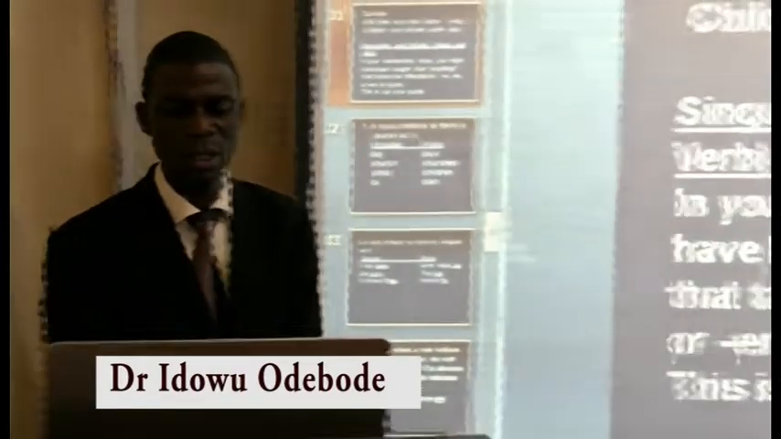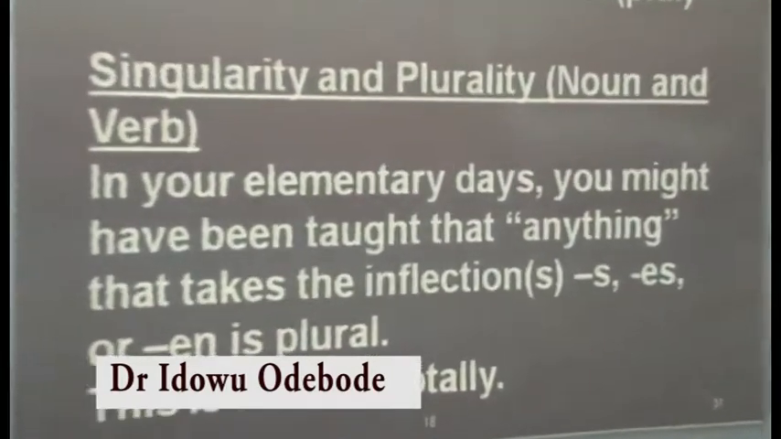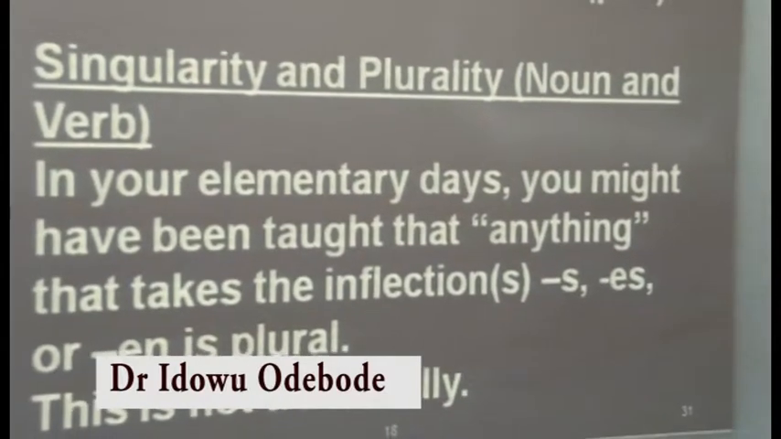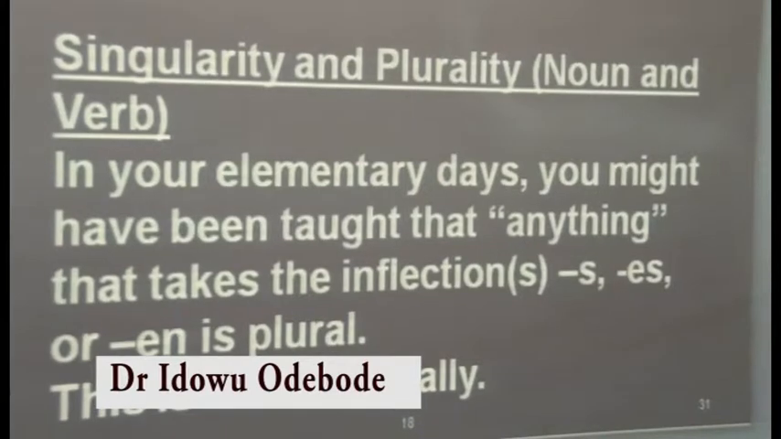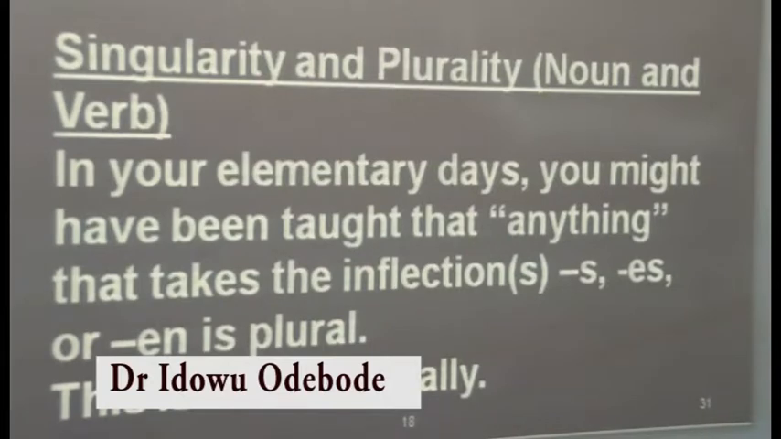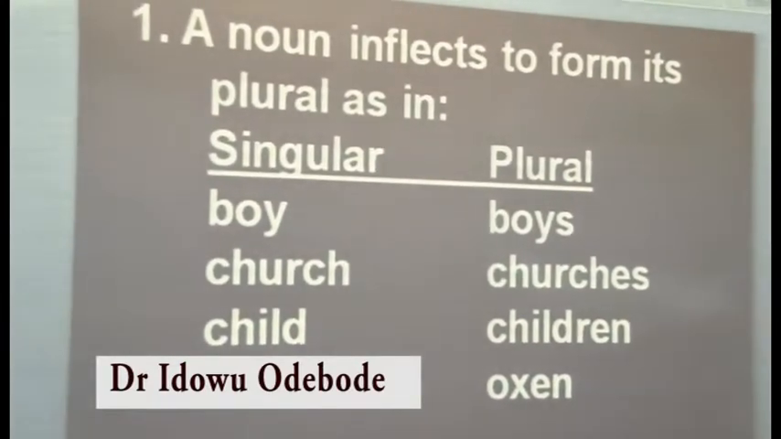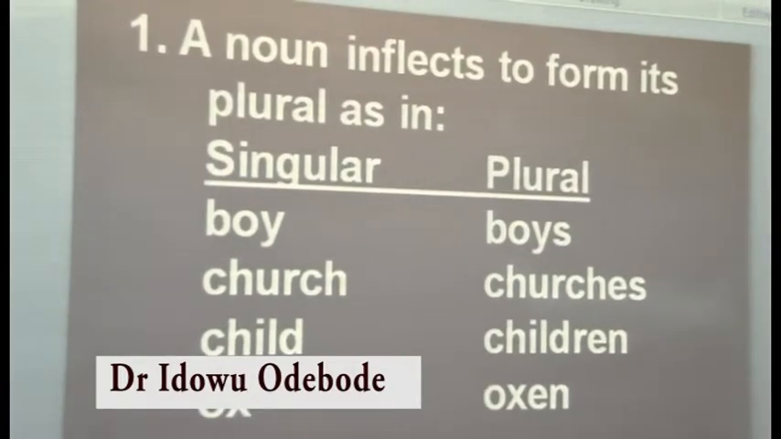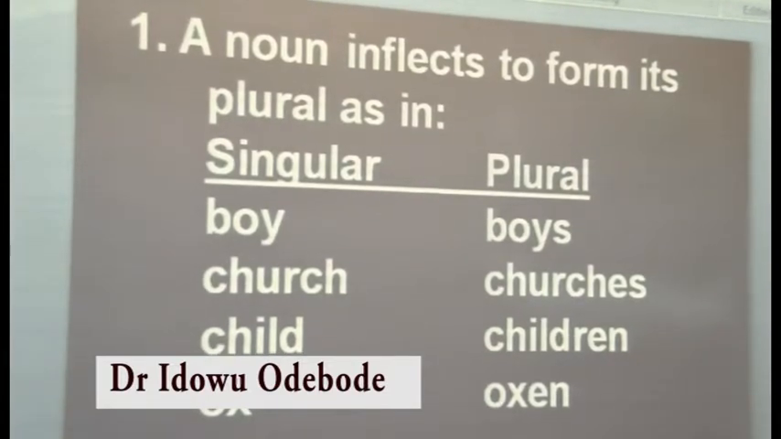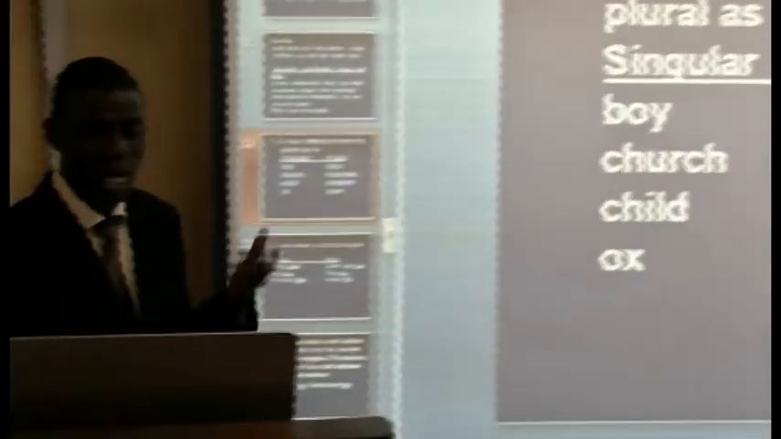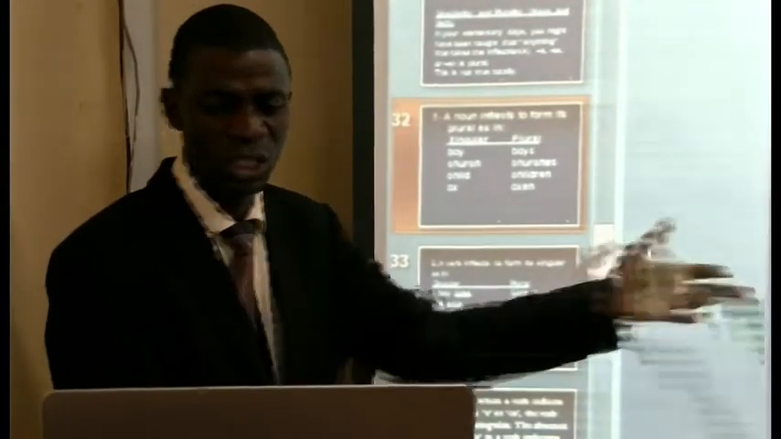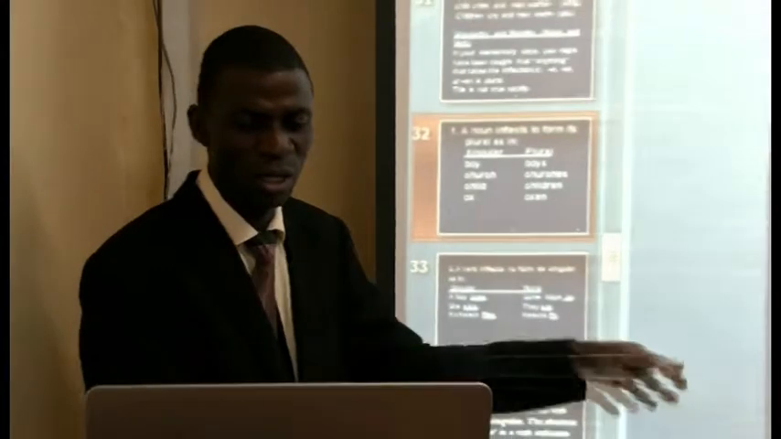Singularity and plurality, noun and verb. In your elementary days, you might have been taught that anything that takes the inflection S, ES, or EN is plural. This is not totally true. Probably, your teacher was actually trying to say that a noun inflects to form its plural. That is, when you are dealing with nouns, the singular of the noun boy is boy, and the plural is boys. Singular, church, plural, churches. Singular, child, plural, children. Singular, object, plural, objects.